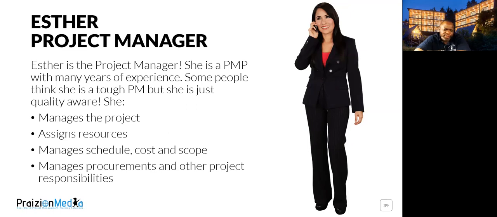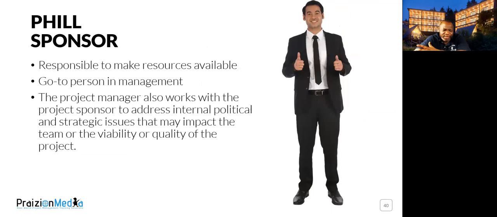Now, the final person on the team that we'll talk about here, his name is Phil, is responsible to make resources available, pretty much our go-to person in management. The project manager works with Phil, right, to address internal political and strategic issues that could impact the team or the viability or quality of the project.